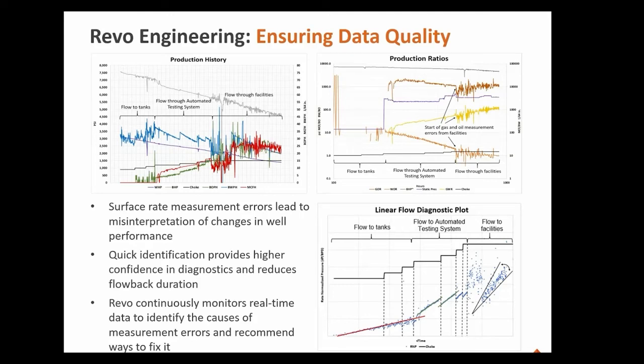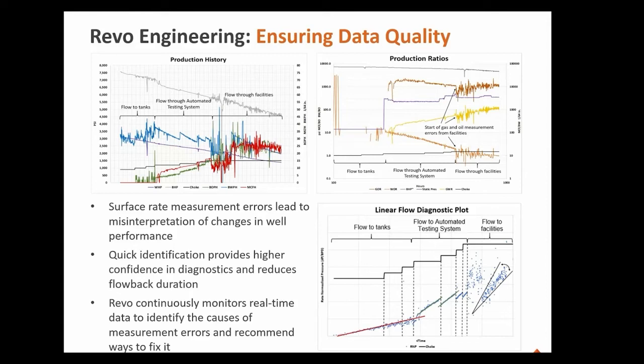So what we can see here is when we were flowing through the Revo automated testing system, generally speaking, you've got a nice flat GOR here, and that's what you should expect. If you're producing at a bottom hole flowing pressure that is higher than your saturation pressure, the hydrocarbons entering the wellbore are monophasic. It's a single phase. They separate as they come up the wellbore. So that ratio should be nearly constant if you're not changing your separator back pressure too much and your bottom hole flowing pressure hasn't dropped below your saturation pressure.